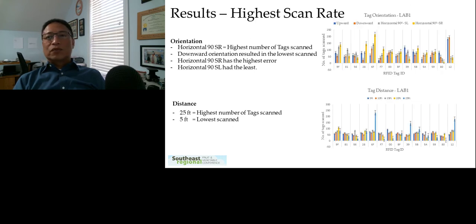This is the result of the number of tags scanned in relation to orientations from experiment number 1. The horizontal 90 degrees SR has the highest number of tags scanned, while downward orientation resulted in the lowest number of tags scanned.